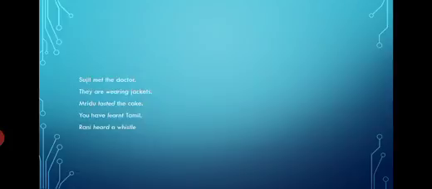Rani heard a whistle. What did Rani hear? Rani heard a whistle. All those in italics are the main verbs, and following the main verbs we have the objects. So these are called transitive verbs.